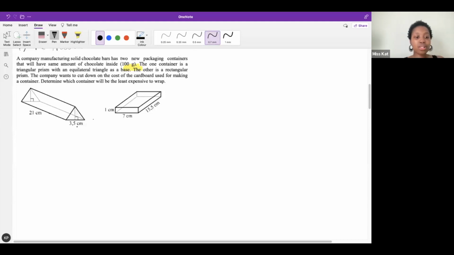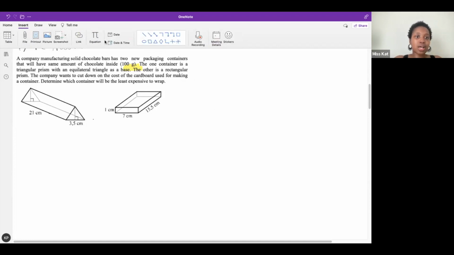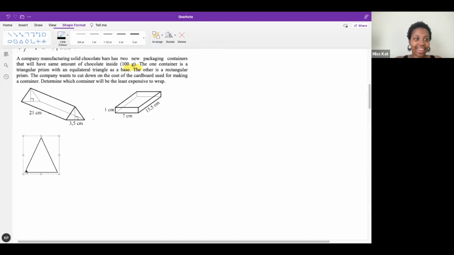Now, in my triangular prism, do I have enough information to do surface area? Let's look carefully. Abu says yes. What does everyone else think? Do we have enough information to do the surface area for the triangular prism? There we go. We don't have enough. We need our height, right? So I'm going to draw the base of that triangle.